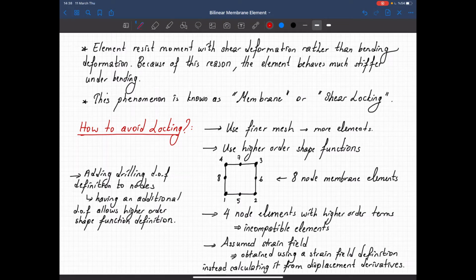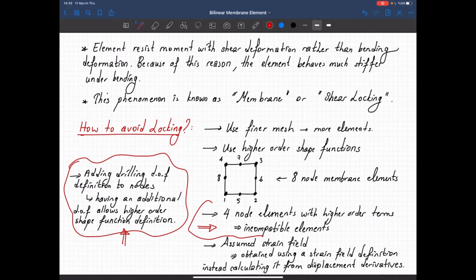So next week we will be talking about the remedies to avoid shear locking, and the first thing that we will be talking about is the incompatible modes. And the second discussion will be on adding the drilling degrees of freedom. So we will discuss these two cases in the upcoming classes.